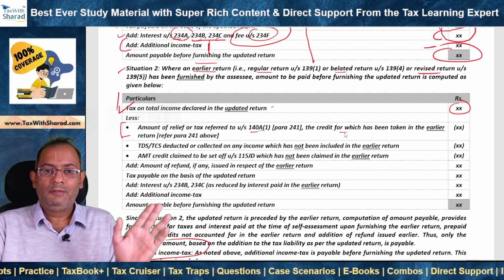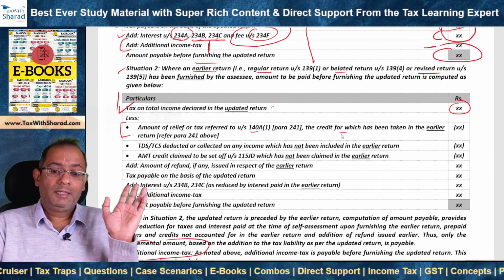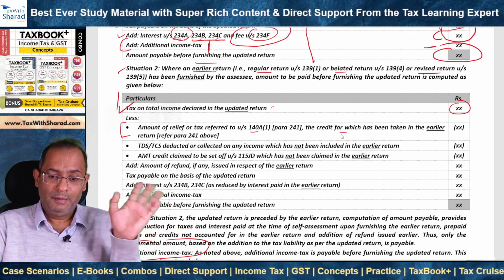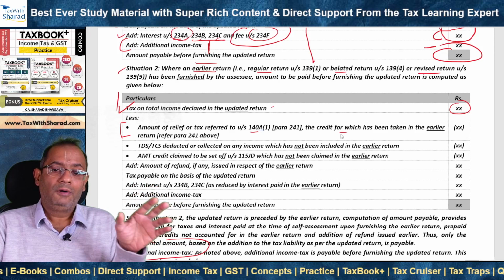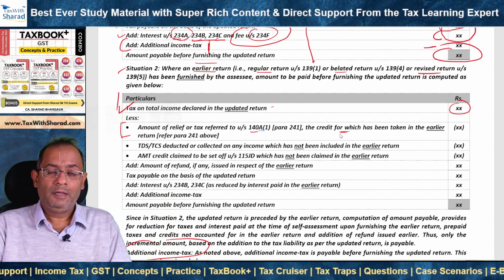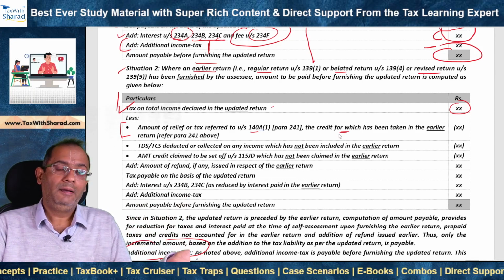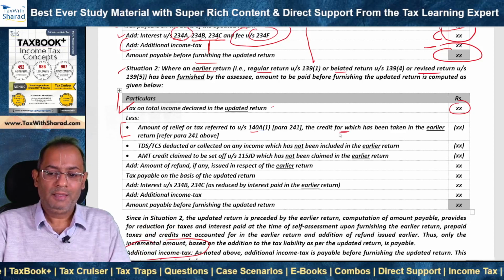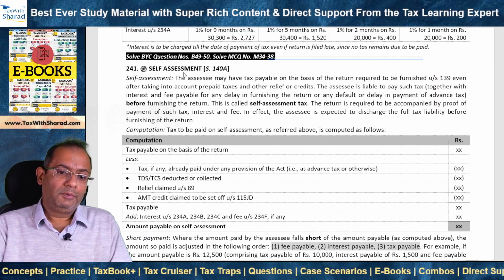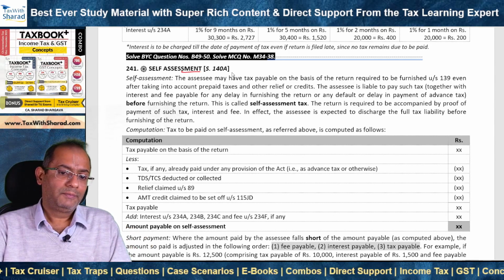So this refers to the self-assessment tax. So since an earlier return would have been furnished, self-assessment tax also would have been paid at the time of furnishing that earlier return. And the credit for that tax paid will need to be taken while furnishing the updated return, because you are not expected to pay that tax again which you have already paid by way of self-assessment tax. Let's take a very quick look at the provisions of self-assessment tax, and then things will be more clear when we discuss the provisions.